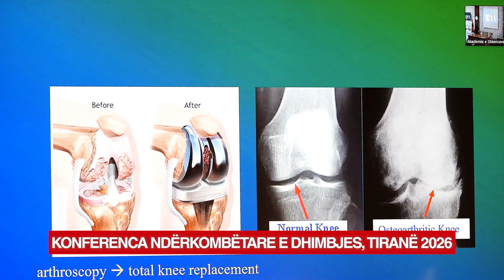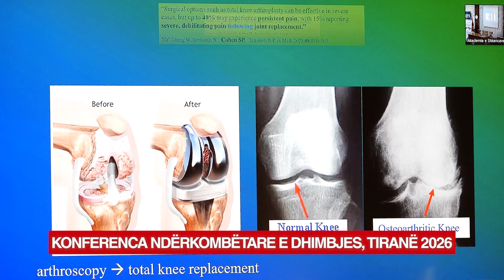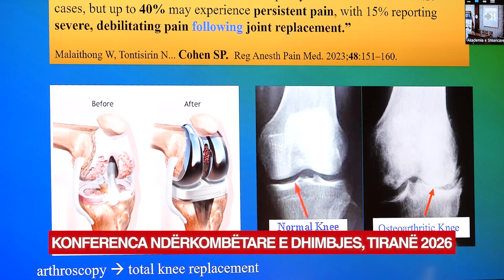The treatment of osteoarthritis ranges from relatively minor procedures such as arthroscopy, going all the way to total knee replacement, all trying to relieve the problem of bone on bone. If we look at the actual results of these treatments, there is some disagreement in the literature, but I quote here one of the leaders of the field, Stephen Cohen, who reports in the reference that's on the screen that surgical options such as total knee arthroplasty can be effective in severe cases, but up to 40% may experience persistent pain, with 15% reporting severe disabling pain. That's following total joint replacement. So we have here a major problem with many people not obtaining a proper solution.